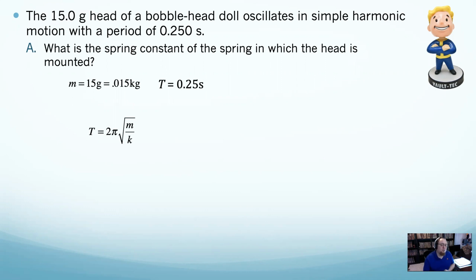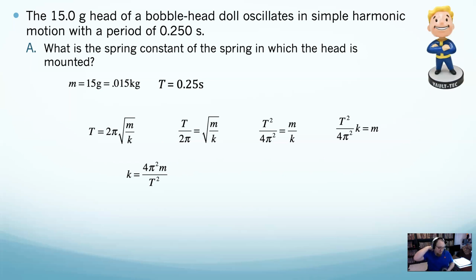What I'll do is divide both sides by 2 pi. I will then square both sides. When I square both sides, I square everything. T becomes T squared, pi becomes pi squared, and 2 becomes 2 squared, where 2 squared equals 4. Now I want to solve for k, but k is in the denominator. So let's get k out of the denominator. I'll multiply both sides by k. I can now multiply both sides by 4 pi squared and divide both sides by T squared. And the spring constant will just be 4 pi squared m over T squared, to which I can plug in some values and get the spring constant. Any questions there?